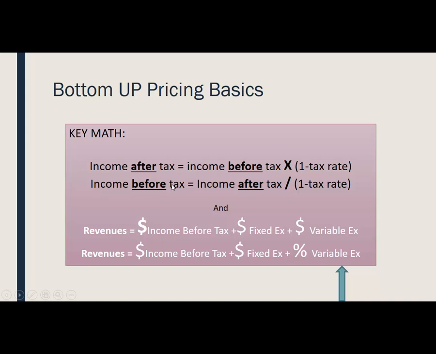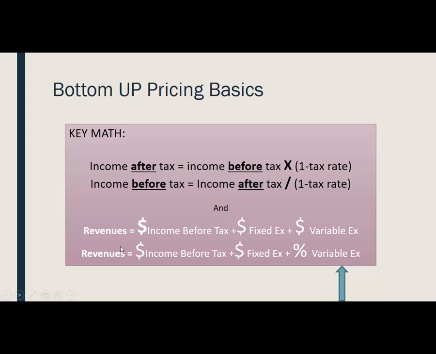figure out our income before tax equals income after tax divided by 1 minus tax rate. This line right here, our upper one, we won't need to know as much, but our income before tax we'll want to know for sure as we move forward with bottom-up pricing. Another one that you're going to want to know is that revenues equals income before tax plus fixed expenses plus variable expenses.